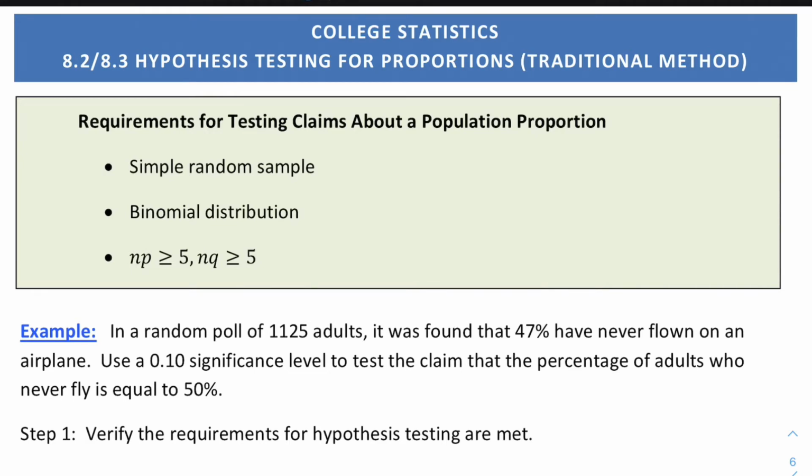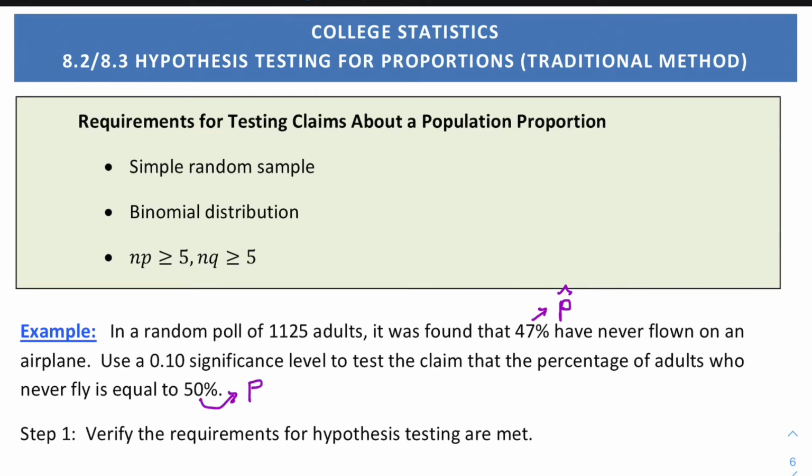where it meets the requirements: two possible outcomes, independent, fixed number of trials, and the probability of success remains the same on each trial. We also need to ensure that our sample size is large enough, and that comes from having information that tells us n times p is greater than or equal to 5, and so is n times q. So if we look at this one down below, we're talking about a claim that 50% of adults have never flown on an airplane.